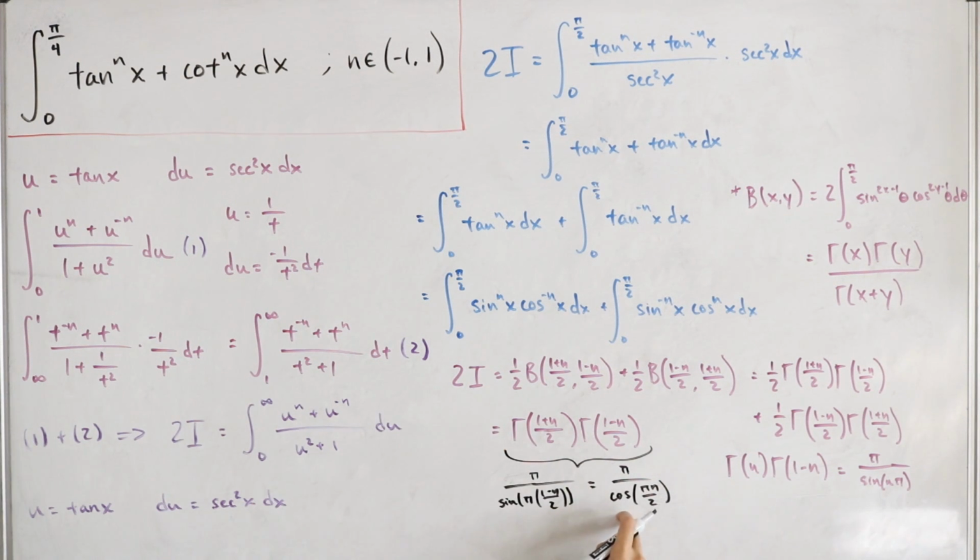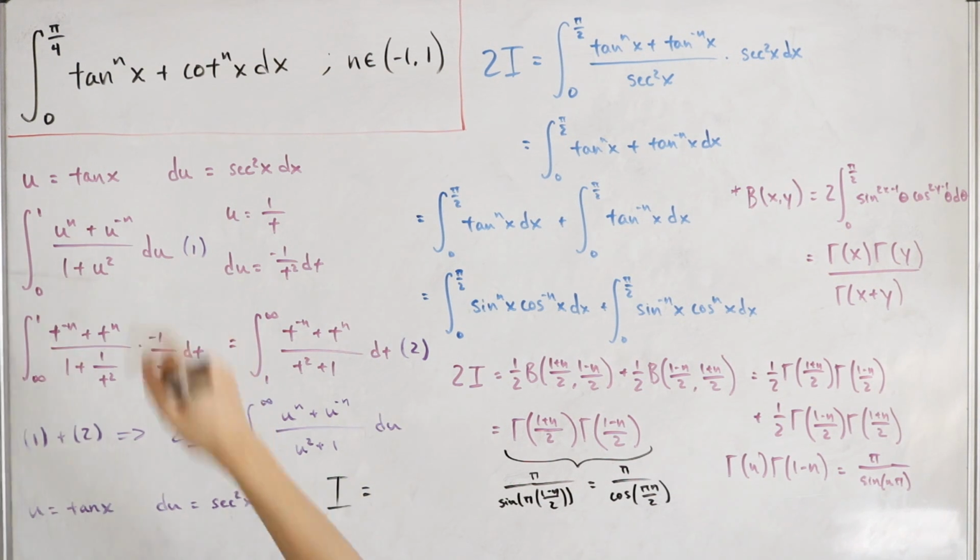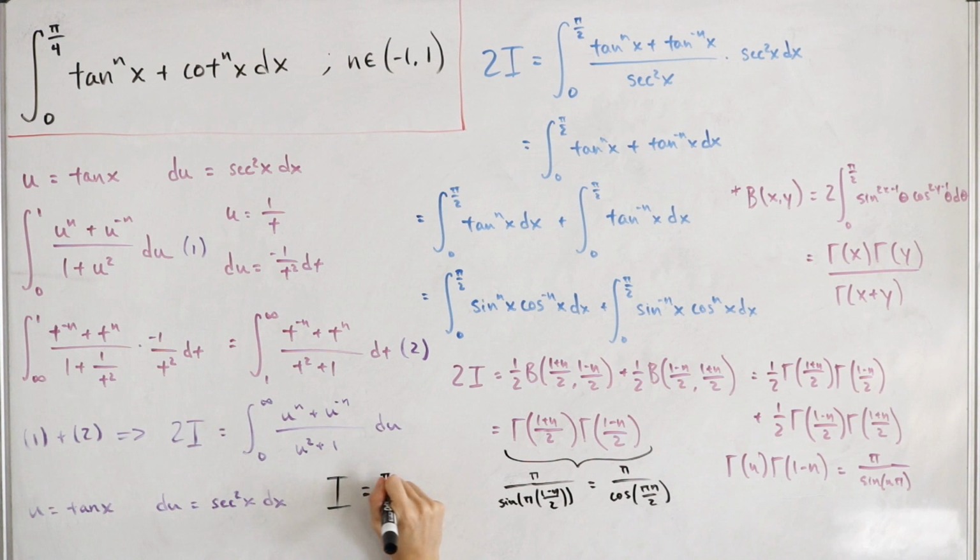in other words, that could also be written as pi times secant of pi n divided by 2. So if I divide the 2 to both sides, now capital I, our integral we want to calculate, the closed form, is going to equate to pi divided by 2 multiplied by secant of pi times n divided by 2. And with that, that's our nice little closed form for our given integral.